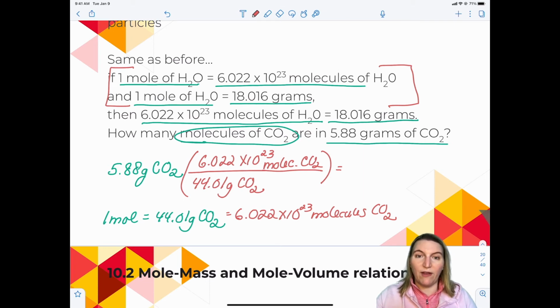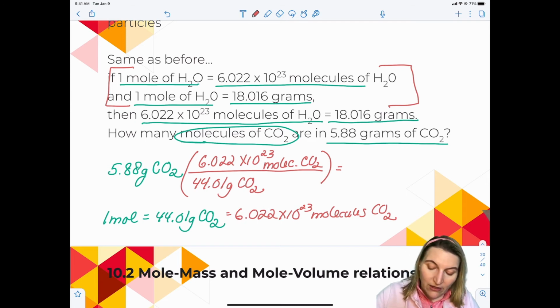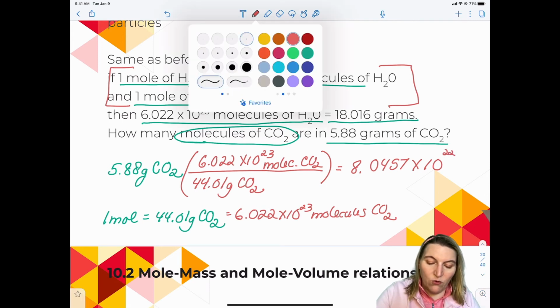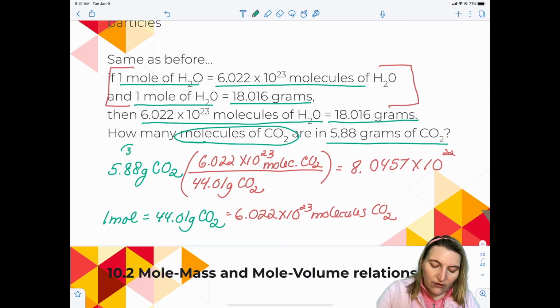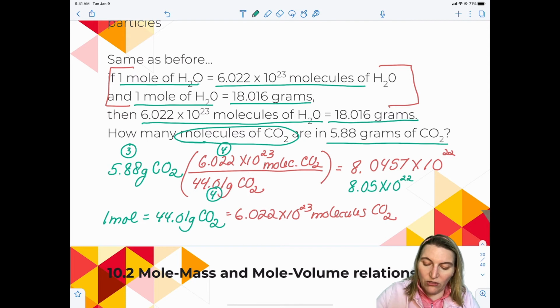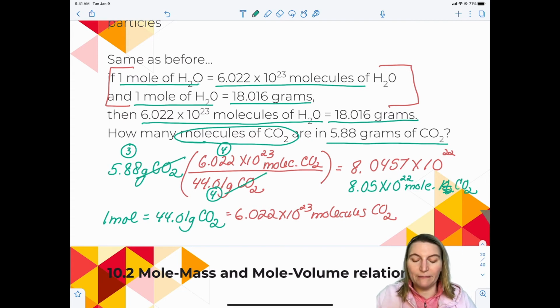In my calculator, 5.88 times, I can do alpha M, or put in Avogadro's number, divided by 44.01 grams. I get my answer. It is 8.0457 times 10 to the positive 22. And of course, we're always looking for significant figures. 5.88 has 3. 6.022 and the molar mass have 4. So my answer is going to round to 8.05 times 10 to the positive 22. And of course, looking at my units, it's molecules of CO2. The grams units cancel out.